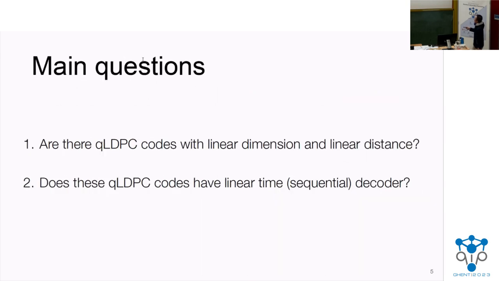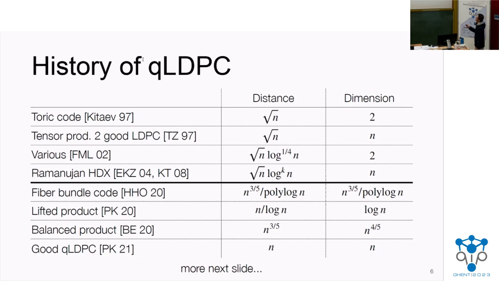Yeah, and so the first question is also known as whether good quantum LDPC codes exist, and that's an important question that was open for a long time until 2021, solved by Panteleev and Kalachev. Okay, and so that brings us to the history of quantum LDPC. So the first quantum LDPC code is the toric code constructed by Kitaev in 1997. And the code has square root distance.